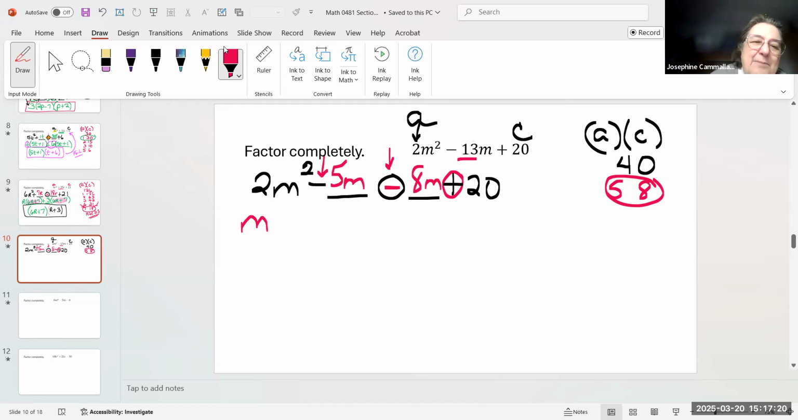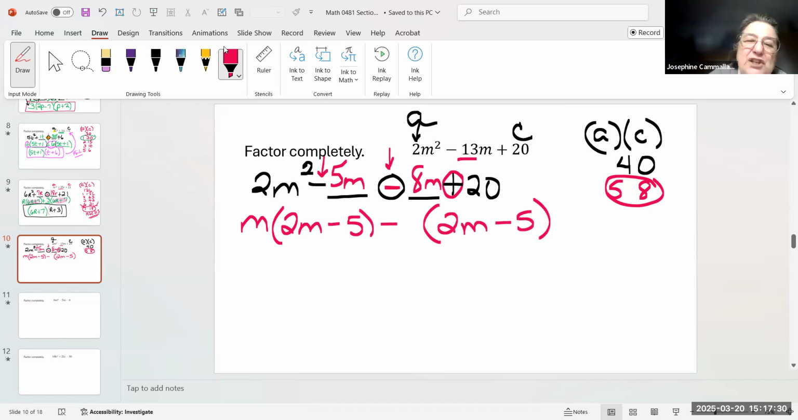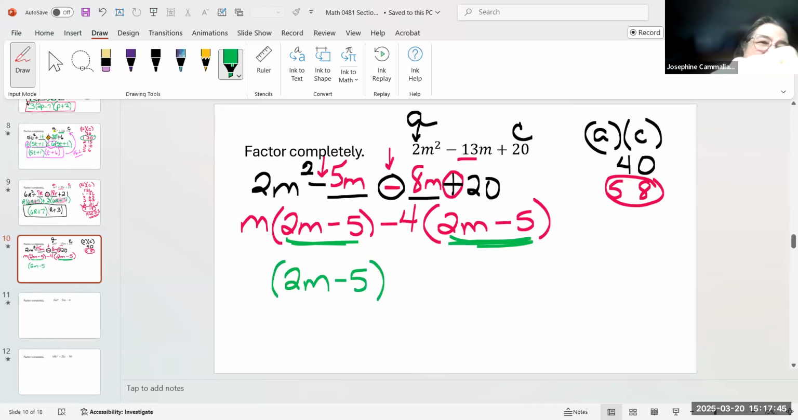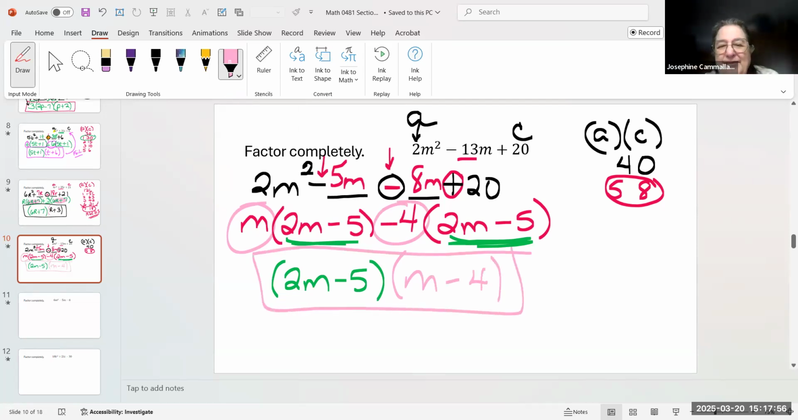I'm going to divide by m, 2m minus 5. Now remember, I want 2m minus 5, which is going to be a negative 4. I'm using what's here because I know it's got to be here. And then I get 2m minus 5. And what's left is m and negative 4.